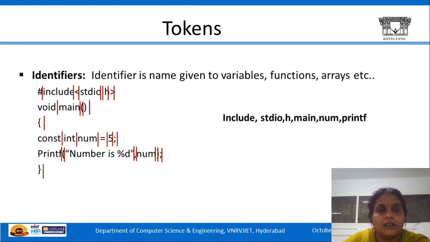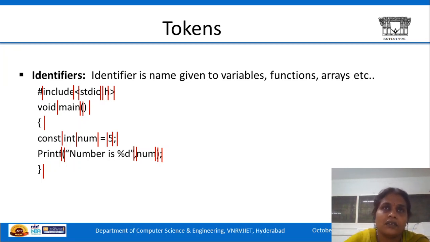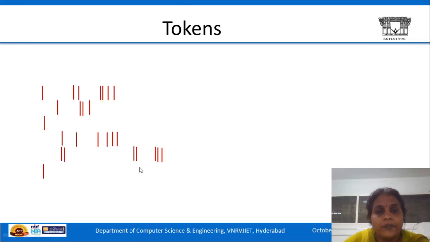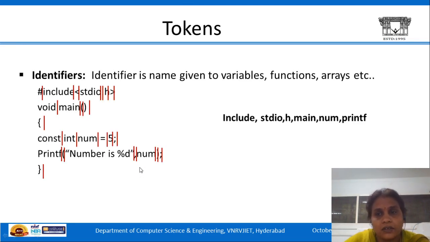Now you identify the identifiers from this program. What are the identifiers here? Names that are given to variables and functions. Here what are the names? include is also a name, stdio is also a name, h is also a name, main is the function name, num is the name of a variable, and printf is the name of a method. Okay, these are the identifiers from this program.